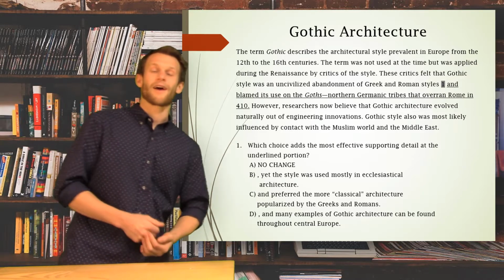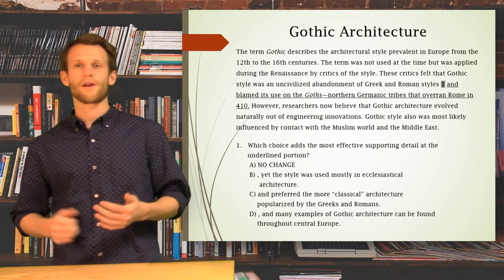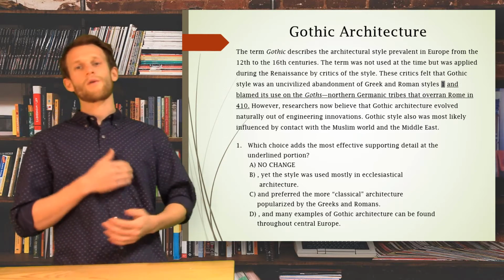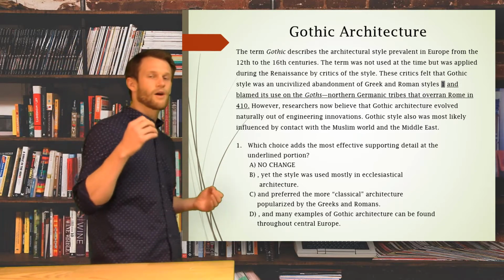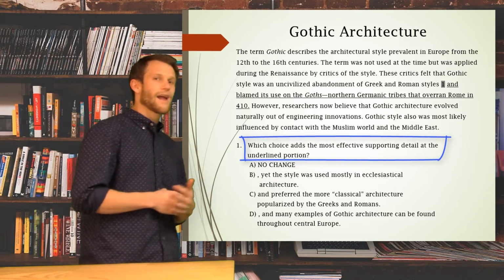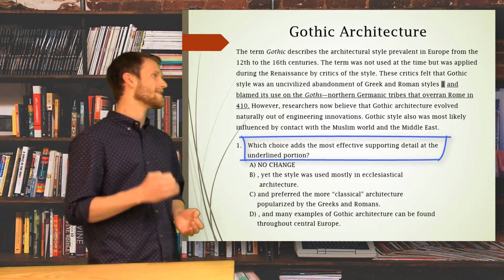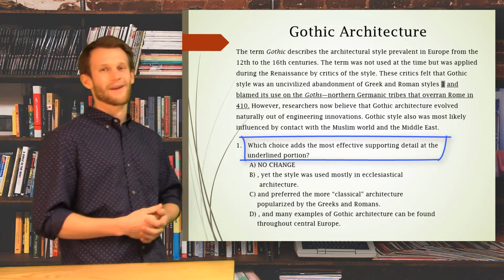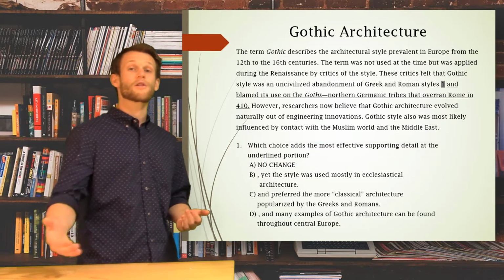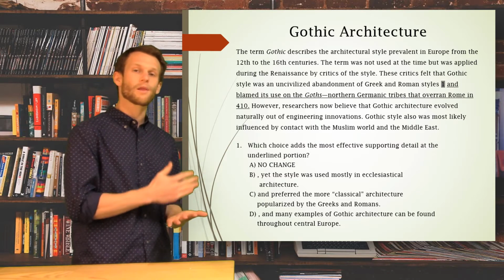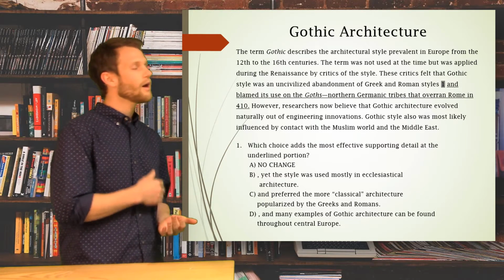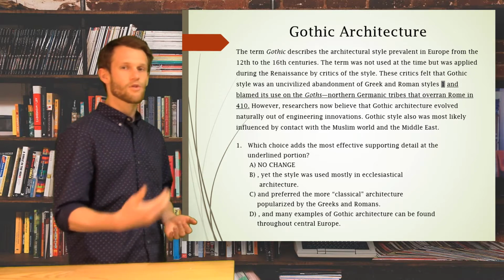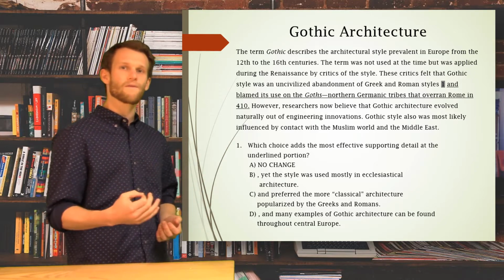All right, now that we've had a minute to look at this, let's jump right into the question. We're being asked to find which choice adds the most effective supporting detail at the underlined portion. So what we want to do here is determine what's been talked about already and what logically would follow from that. I won't read the whole passage to you because presumably you've already read it, but let's look at some key features here.